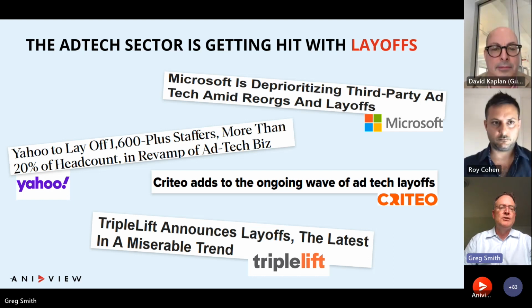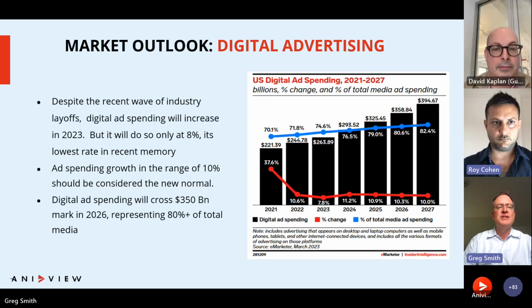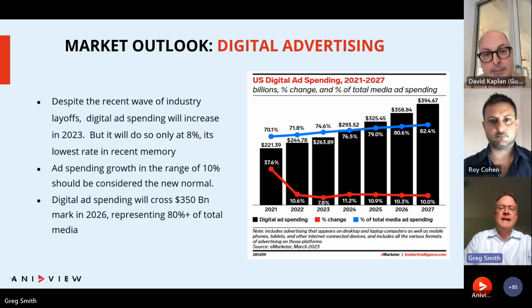moving on from their current employer. But even with all those layoffs, if you really look at the numbers, despite all that, digital ad spending is actually predicted to increase in 2023, albeit at a very low rate of only 8%, which is the lowest growth rate in recent memory. And I'll even go so far as to say, through our own experience working with publishers, that 8% rate doesn't necessarily mean that's a change in just Q1 and Q2. We saw some softness in Q1. We saw some softness at the beginning of Q2, in fact, as well. But we're starting to see the numbers get back to normal and starting to grow where we'd like them to be moving forward.